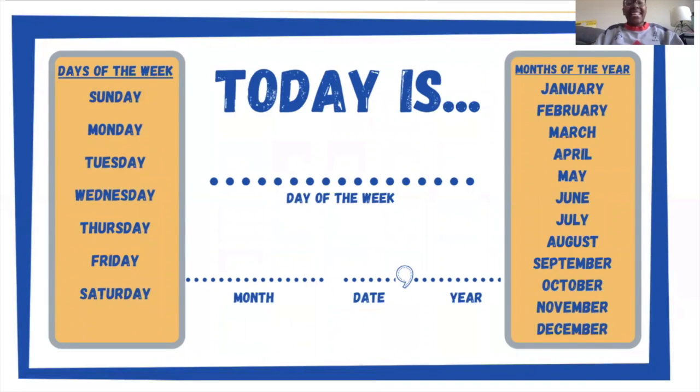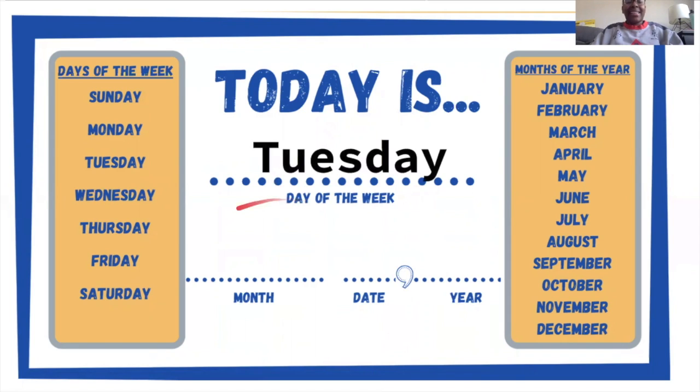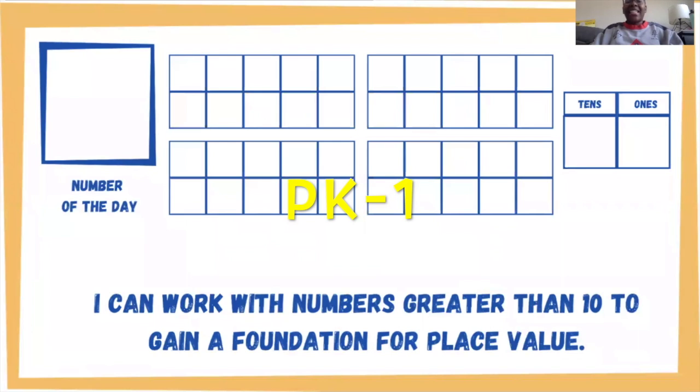Let's review the date together. Remember, we start with the day of the week, then we say the month, the number date, and then the year. Here we go. Today is Tuesday, April 28th, 2020. Your turn. Let's say the date. Today is Tuesday, April 28th, 2020. Great job.